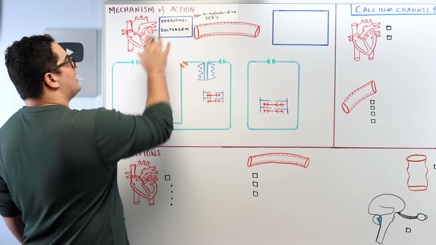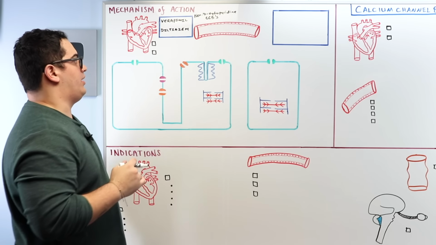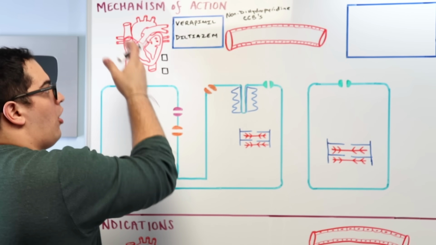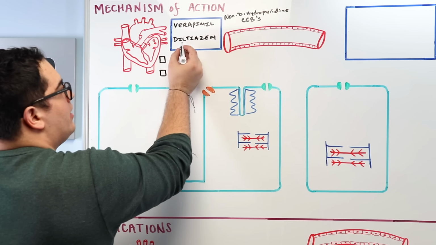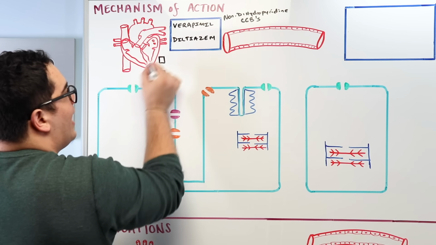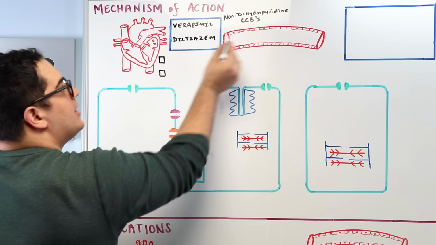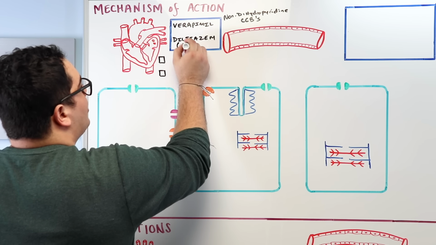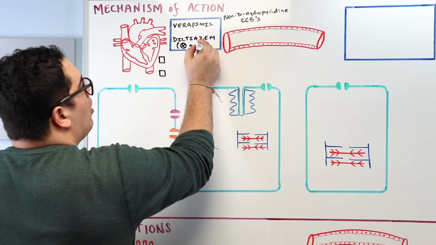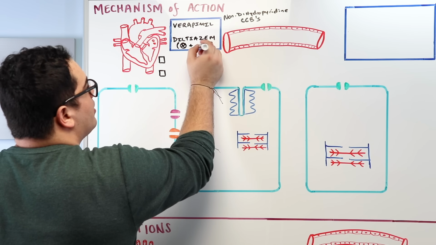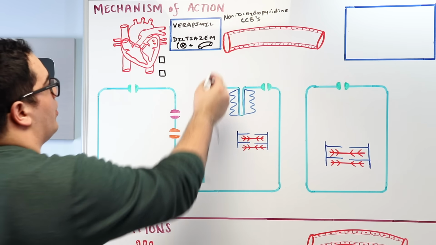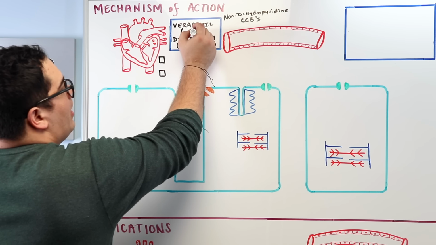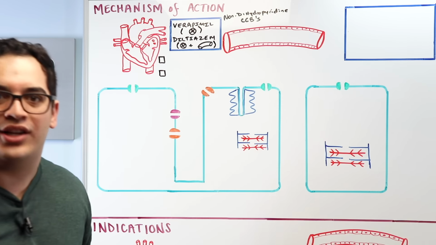So how do these work and how are they different from the dihydropyridine calcium channel blockers? Well, the non-dihydropyridines work primarily on the heart, except for Diltiazem. Diltiazem has an effect on the cardiac tissue as well as a minor effect on the vascular smooth muscle. So it can work on the heart and the vascular system, whereas Verapamil is primarily going to work on the cardiac tissue.